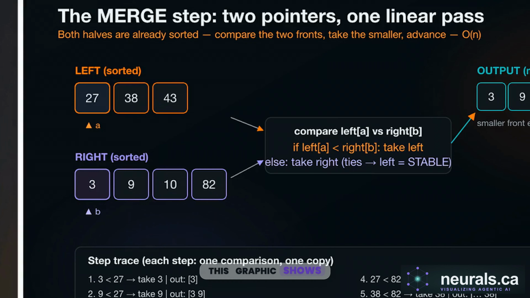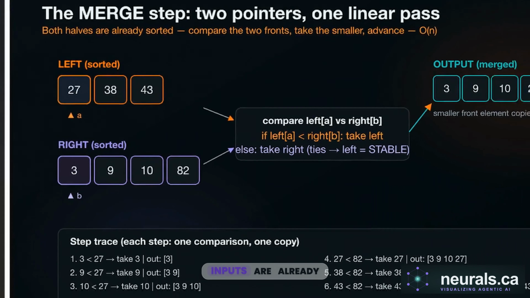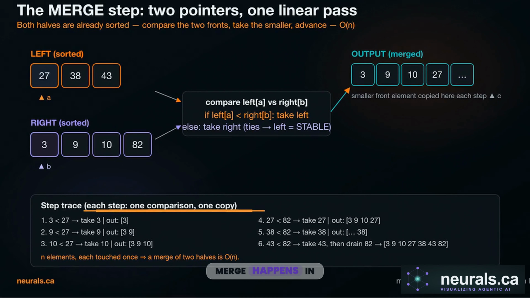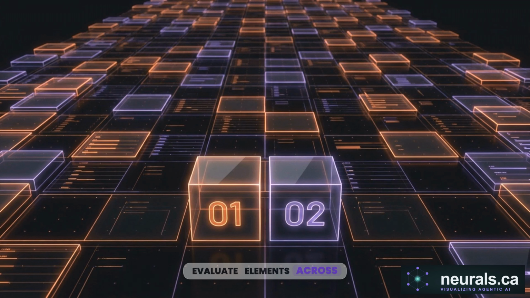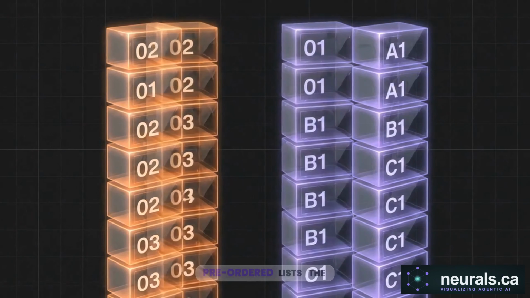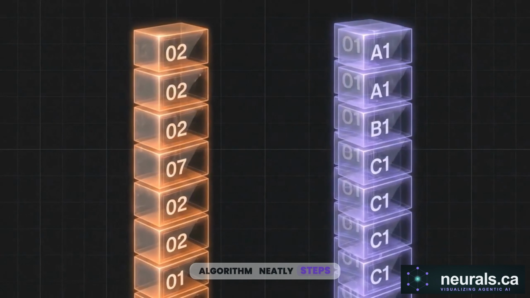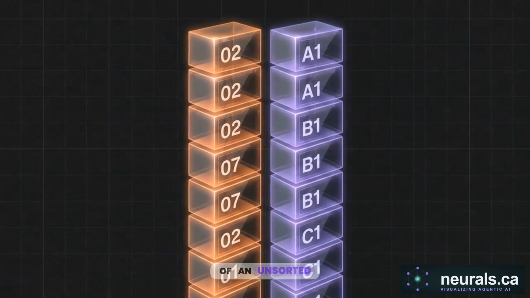This graphic shows the exact mechanics of the merge step. We have 2 sublists, left and right, and both are pre-sorted. The algorithm places a pointer at the front of each. It compares those 2 front elements, grabs the smaller one, and shifts that pointer forward. Because both inputs are already ordered, the entire merge happens in one smooth, linear pass. You never evaluate elements across the entire massive dataset at once. By only comparing and combining short, pre-ordered lists, the algorithm neatly sidesteps the exponential cost of an unsorted pile.